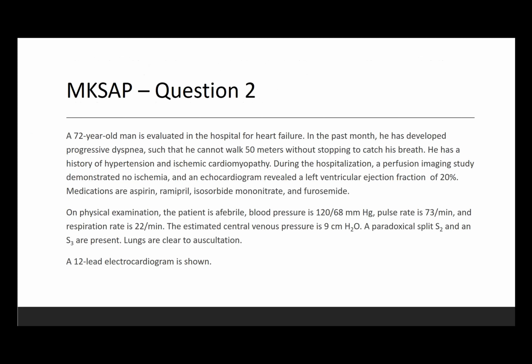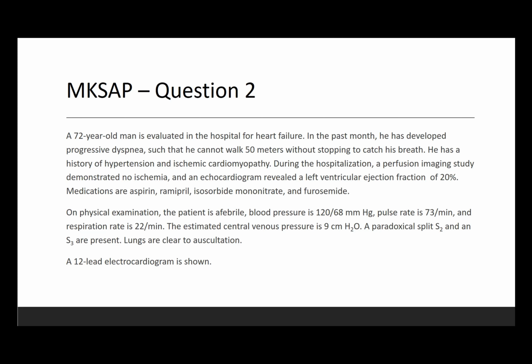Sure. So it says a 72-year-old man is evaluated in the hospital for heart failure. In the past month, he has developed progressive dyspnea, such that he cannot walk 50 meters without stopping to catch his breath. He has a history of hypertension and ischemic cardiomyopathy. During the hospitalization, a perfusion imaging study demonstrated no ischemia, and an echocardiogram revealed a left ventricular ejection fraction of 20%. Medications are aspirin, ramipril, isosorbide mononitrate, and furosemide.